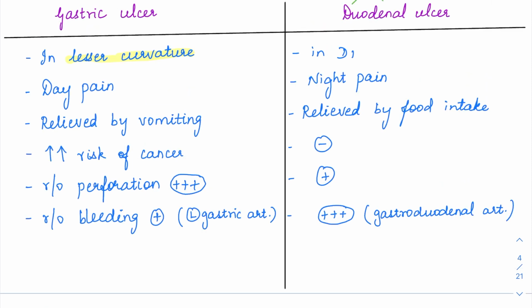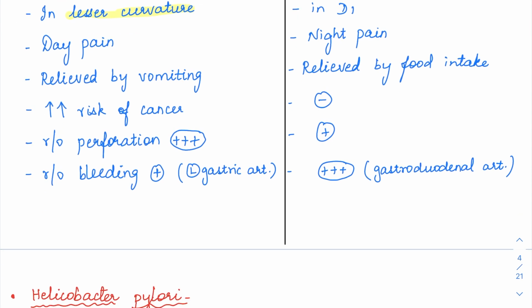So in duodenal ulcer, the most common location will be the first part of the duodenum. The first 2.5 cm is the D1 part. And here the patient will usually have night pain, so nocturnal pain. After sleeping, they'll suddenly feel pain, and if they eat food, it will be relieved. So this pain is relieved by food intake. Here, there is no increased risk of cancer, and the risk of perforation is there, but not as much as in a gastric ulcer. But the risk of bleeding is very high here, as the duodenal ulcer can erode into the gastroduodenal artery. So the GD artery is going to be eroded and there will be a massive risk of bleeding.